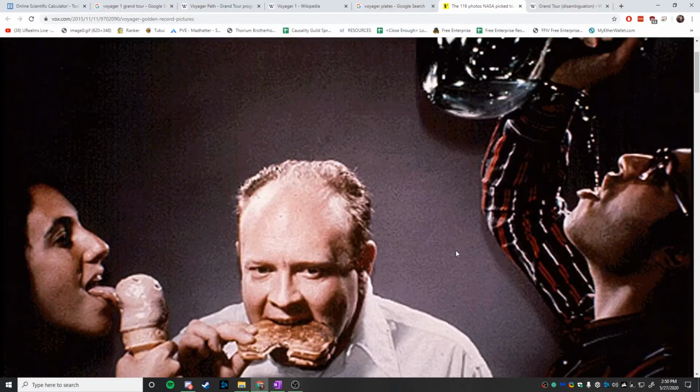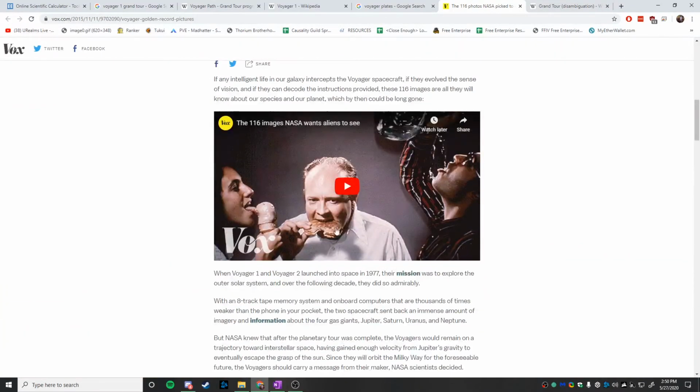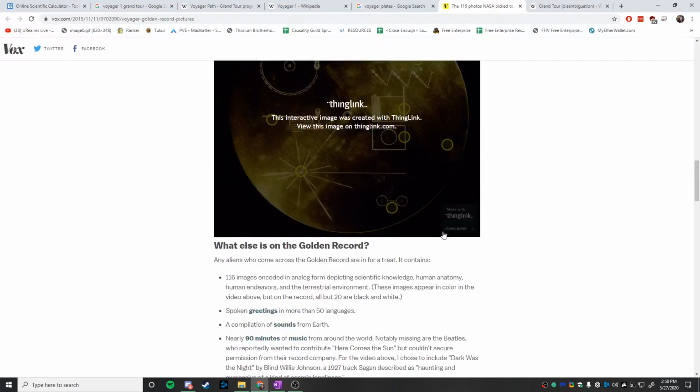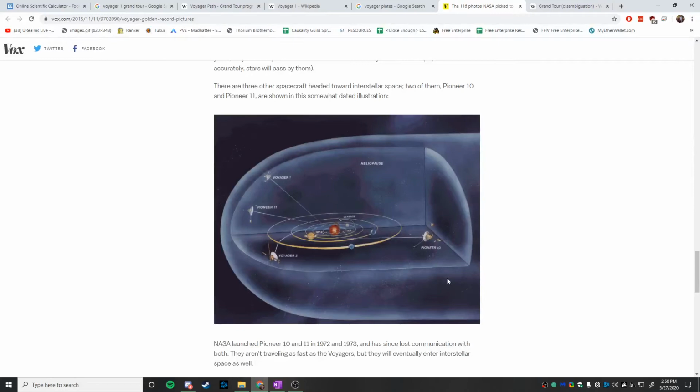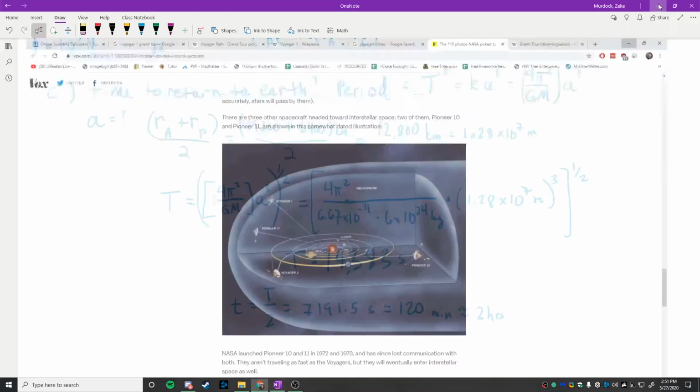What is going on over here? Oh, is this one of the pictures? Maybe that's one of the pictures. Oh, do you have to play it? I thought there was going to be a list of images. Yeah, getting kind of distracted.